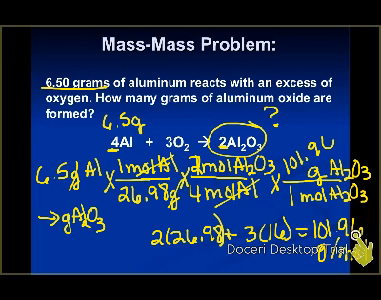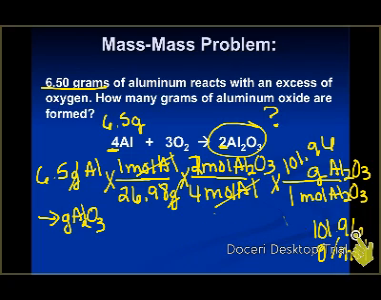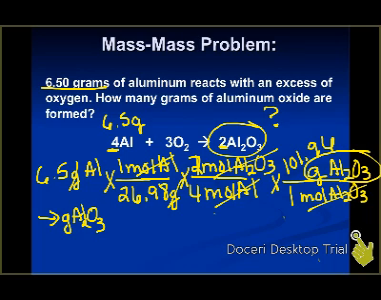Okay, so now we go back up here and we can put the 101.96 into our equation. So let's check and make sure all of our units cancel out before we put this all in our calculator. This guy now cancels out this guy. We're left with the grams of aluminum oxide, which is what we wanted. So now all we have to do is put this in our calculator. So we're going to do 6.5 divided by 26.98 times 2 divided by 4 times 101.96, and we get an answer of 12.3. I had to round it to 12.3 to maintain significant figures.